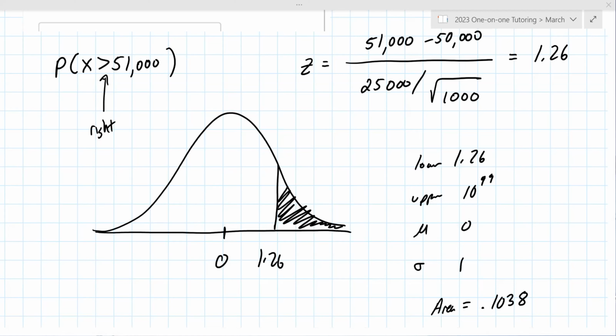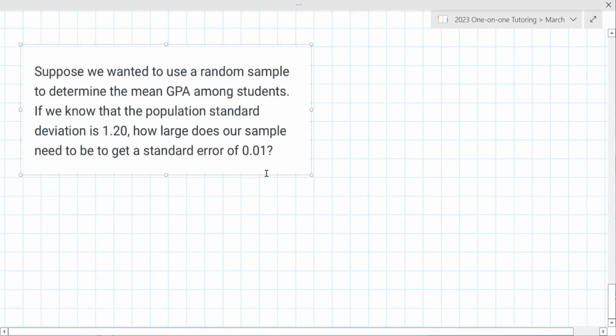All right, new question here. Suppose we wanted to use a random sample to determine the mean GPA among students. If we know that the population standard deviation is 1.20, how large does our sample need to be to get a standard error of 0.01?